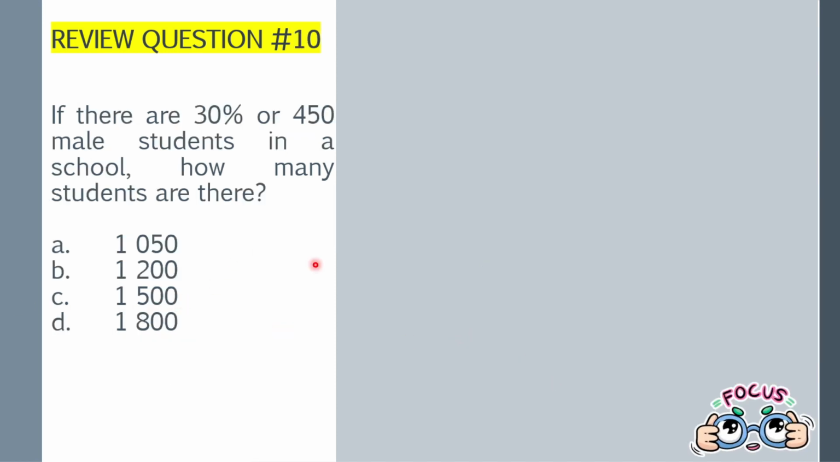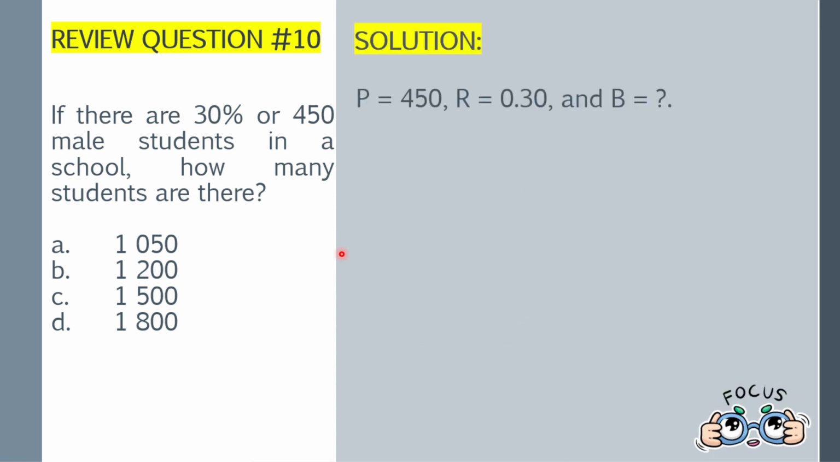Question number 10. If there are 30% or 450 male students in a school, how many students are there? Letter A, 1,050, B, 1,200, C, 1,500, or D, 1,800. So, solution. We can identify that 450 is our percentage or portion, and our rate is 30%, which can be converted into the decimal 0.3, and the base is missing.